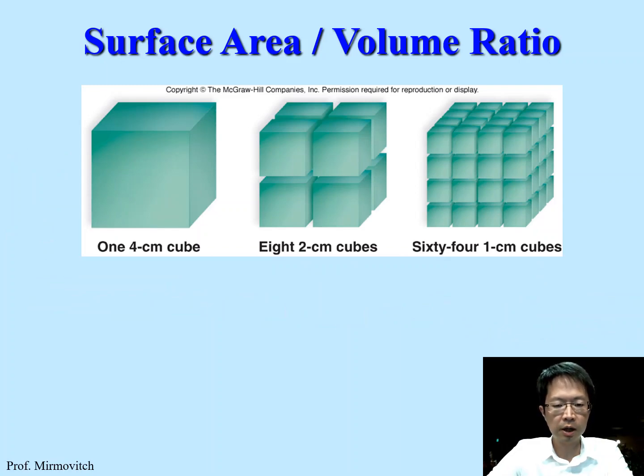Okay, this is what I showed you before. This one 4 centimeter cube is basically one large cell. And then you have eight 2 centimeter cubes. These are, I'll say, smaller cells. Then you have sixty-four 1 centimeter cubes. They all have the same volume in total, but the surface area of the sixty-four 1 centimeter cubes is the highest. That's why we want to keep our cells as small as possible, to increase the surface area for exchanging material.